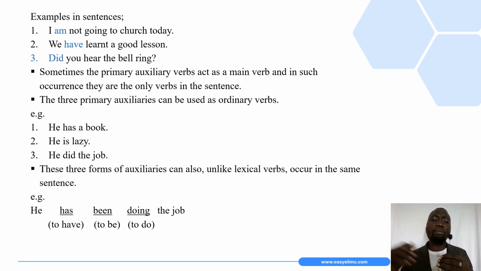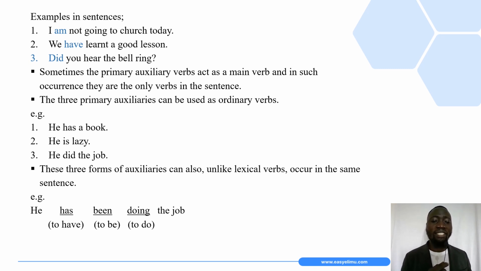So sometimes the primary auxiliary verbs act as main verb, and in such occurrences, they are the only verbs in the sentences. So, for example, if I say, I am teaching. So, in that sentence, we have the auxiliary verb am.